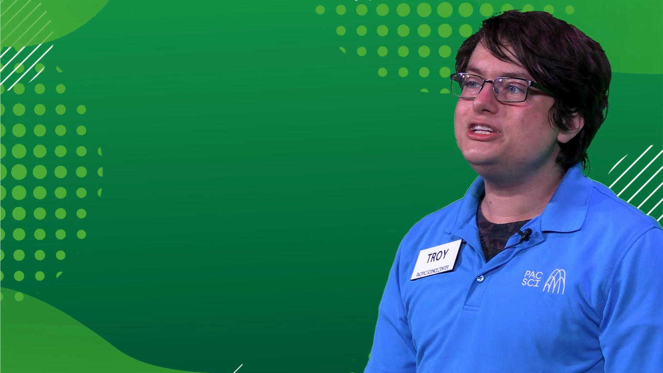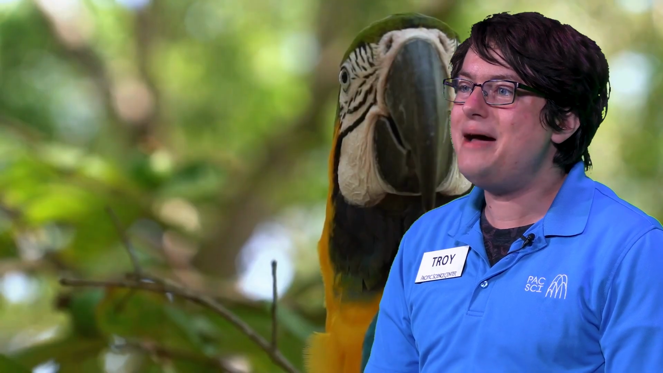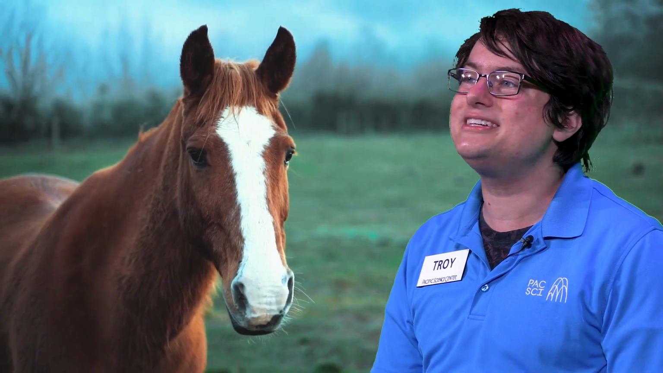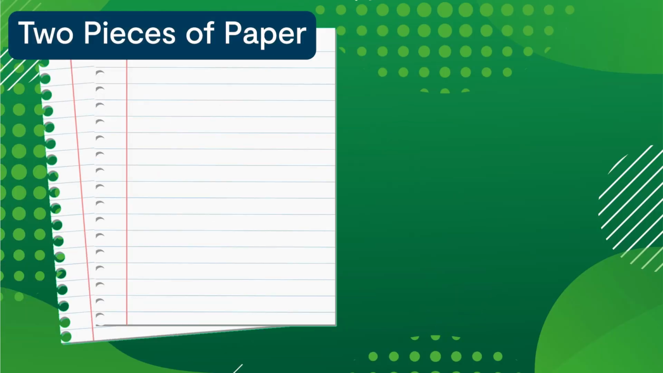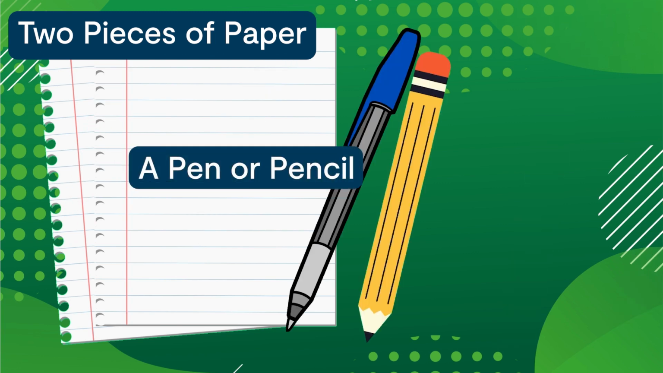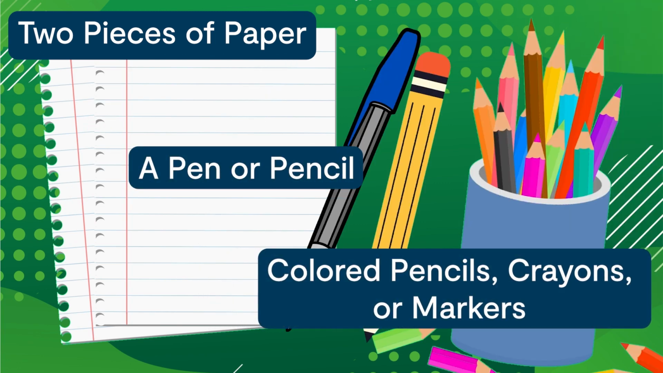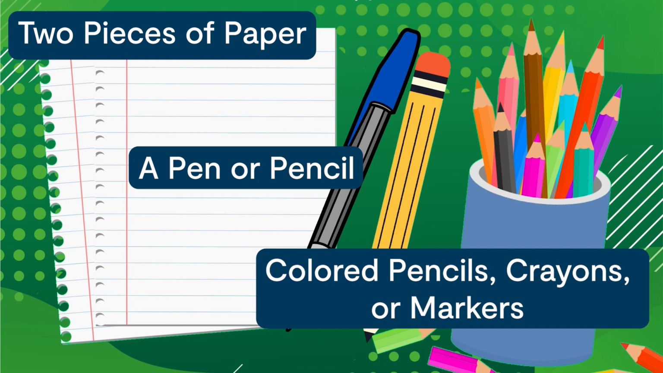Today, you're going to choose a favorite animal and imagine how that animal might adapt to living in a new habitat. For this activity, you'll need 2 pieces of paper, something to write with, and something colorful to draw with, like colored pencils, crayons, or markers. Start out by choosing a favorite animal. If you need an idea, here's a couple on screen.